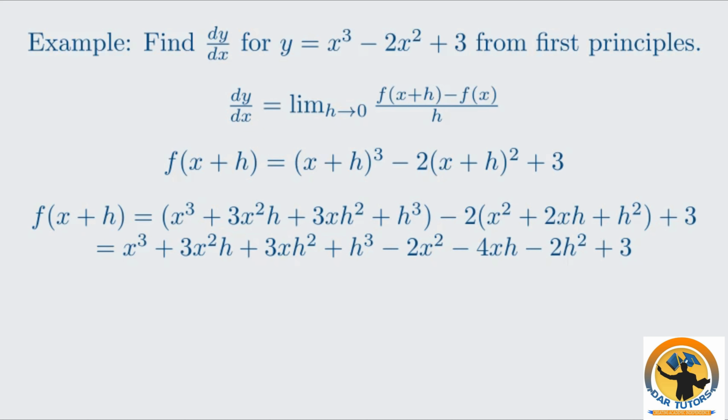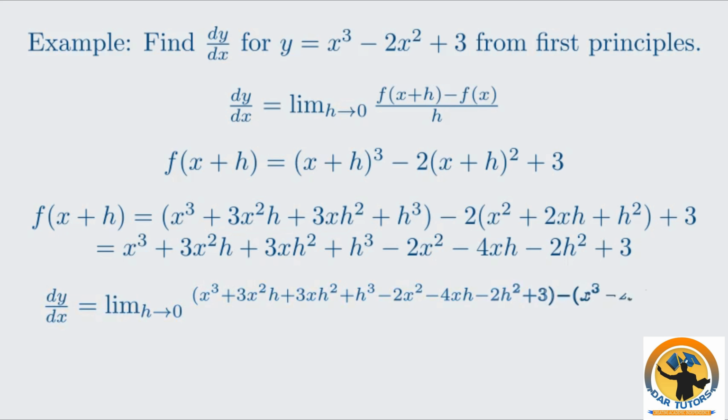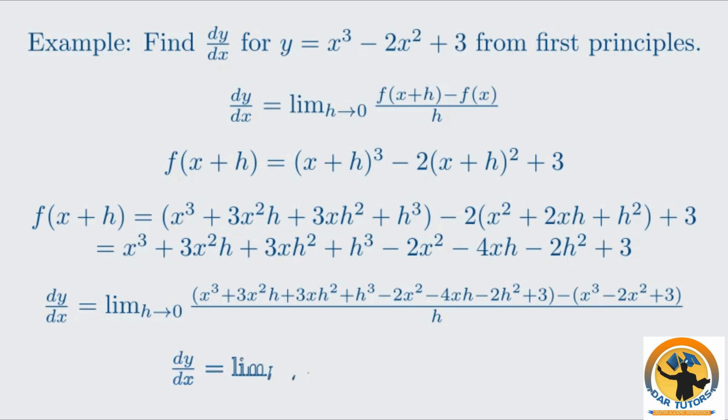Now, we substitute this and f of x into the limit formula. dy over dx equals the limit, as h approaches 0 of the entire expression for f of x plus h, minus the original function f of x, all over h. Let's simplify the numerator. The x cubed, negative 2x squared, and 3 terms all cancel out. We are left with the limit as h approaches 0 of 3x squared h plus 3xh squared plus h cubed minus 4xh minus 2h squared, all over h.